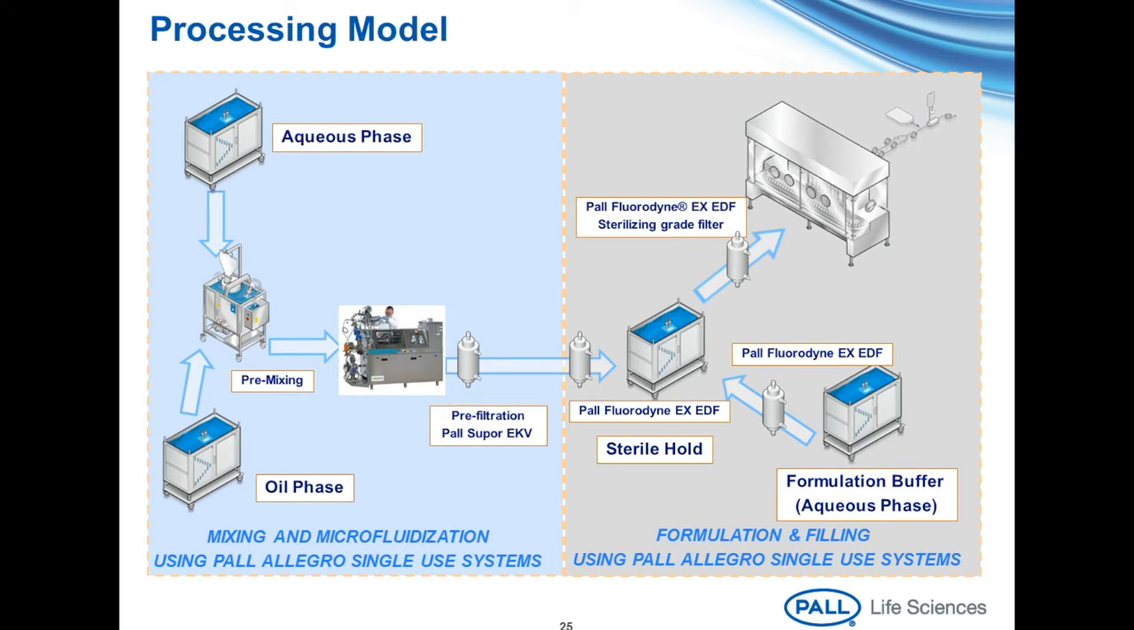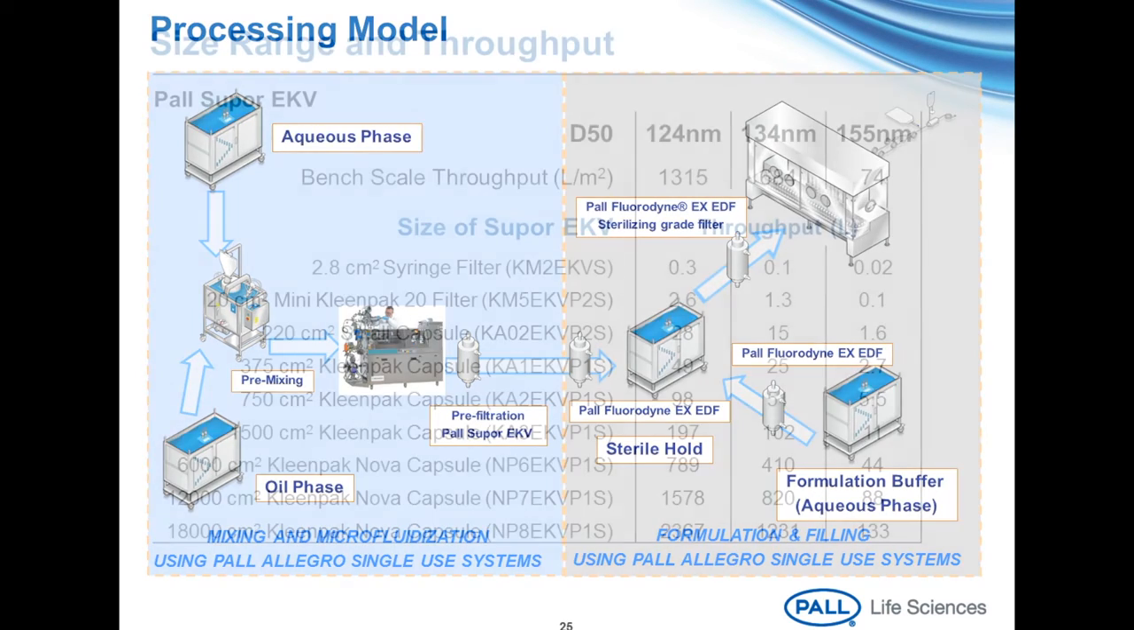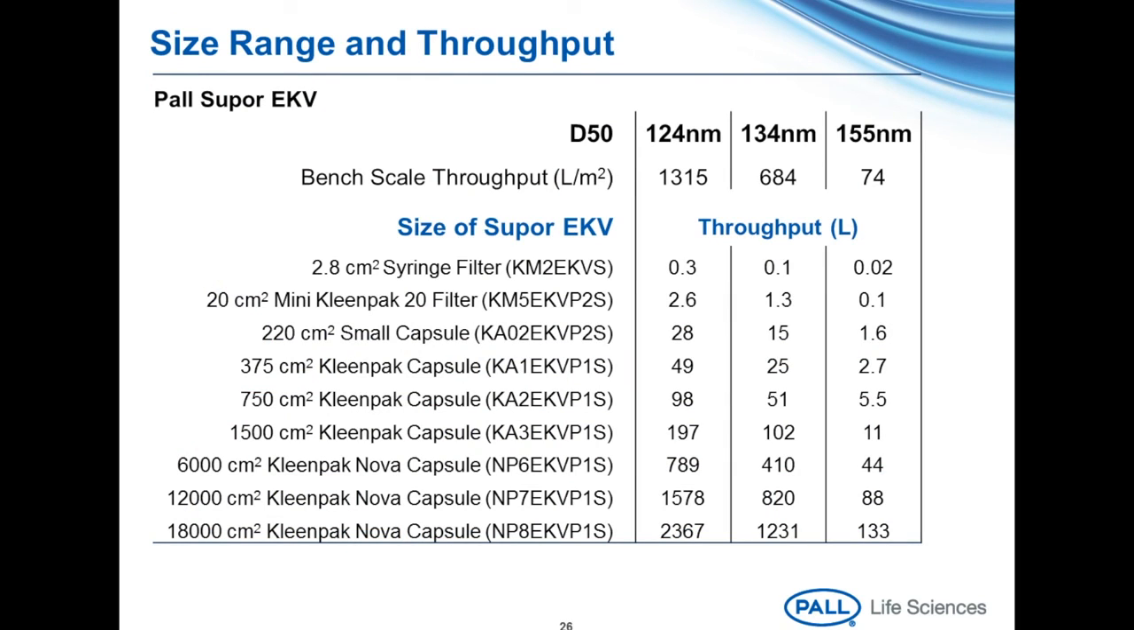Fluoridine EX-EDF provides the sterilizing grade filtration, leading to a sterile hold step. I've depicted the use of a sterile hold bag in tote with sterilizing grade air filter used for gas exchange during the hold. Note that I've also included the use of additional aqueous phase as a final formulation buffer if required. What I'd like to highlight is that any additional filtration required after prefiltration with Supor EKV should be performed with Fluoridine EX-EDF.